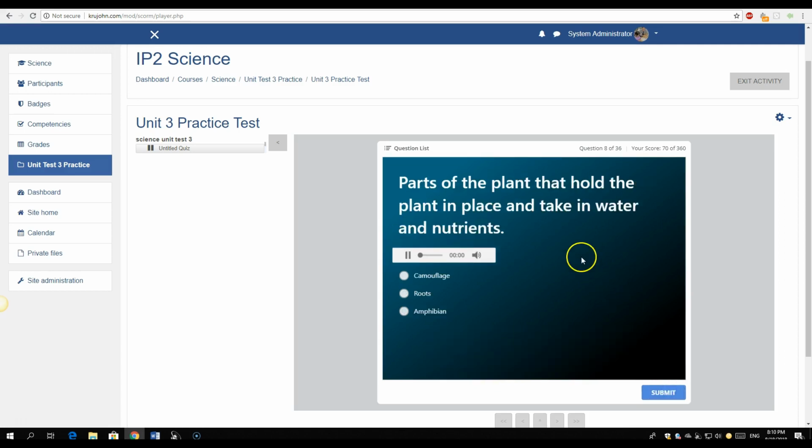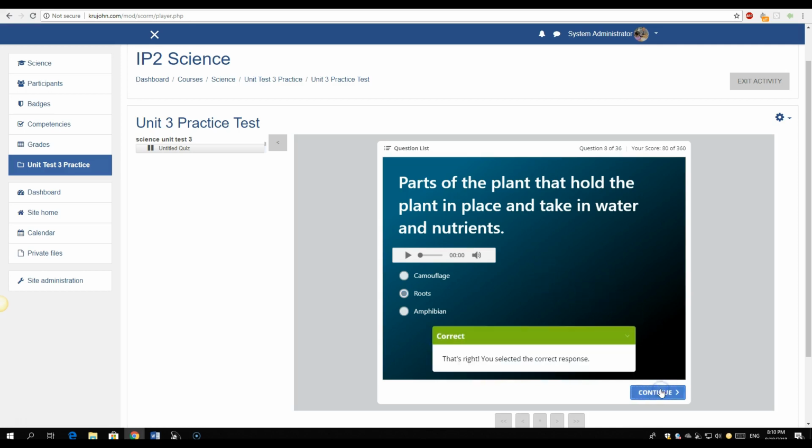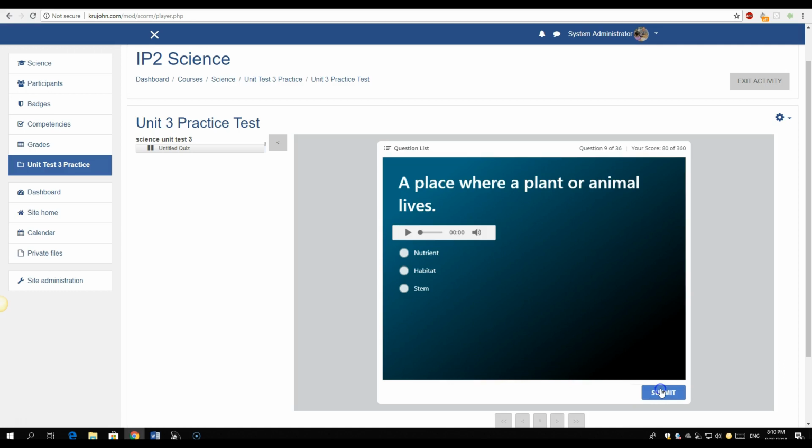Nutrient. Parts of the plant that hold the plant in place and take in water and nutrients. Okay, these are the roots. The roots are on the bottom of the plant. Roots.